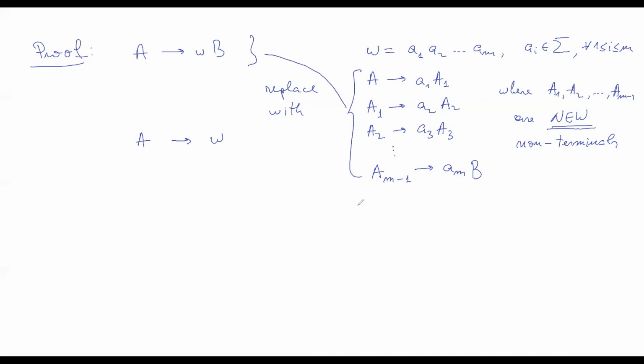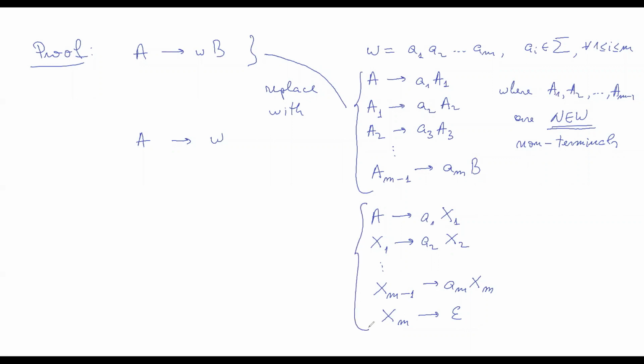And for this production, I will have something very similar. This production introduces all letters at once, but I will introduce them just one by one. So, for example, I introduce the first letter via this new non-terminal X1, and then X1 gives you one more letter, and so on. So eventually you get that X(M-1) gives you AM XM, and then you have XM goes to epsilon.